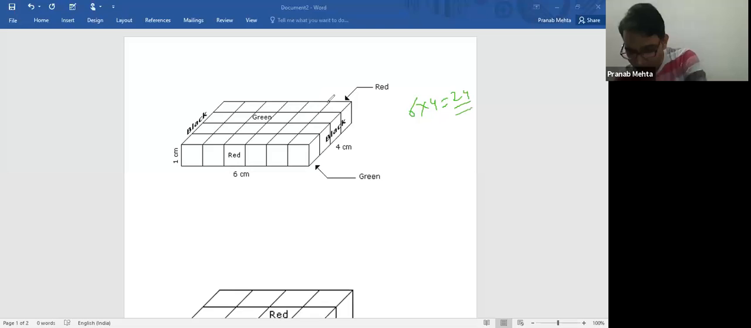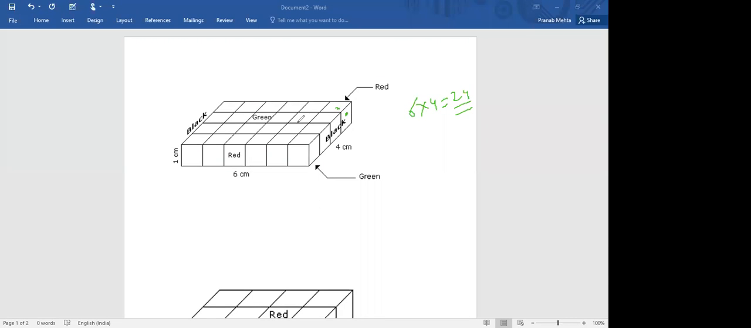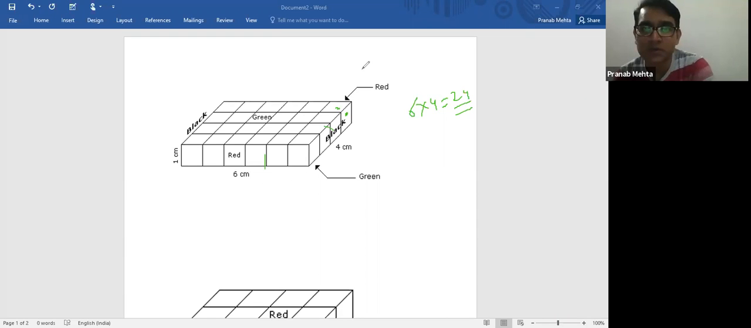Now they're asking us how many cubes will remain if the cubes having black and green colors are removed. When we are going to remove black and green color, what are the places where we have black and green? This part is black and this part is green. Am I right? Yes or no? So remember, don't forget, we have red. This is red. This is red. This is red. And even this is red. So here, if you see, this part will be red.